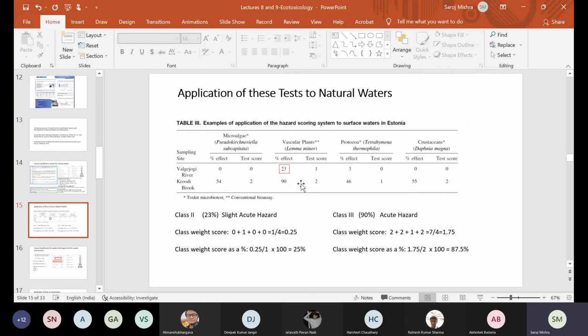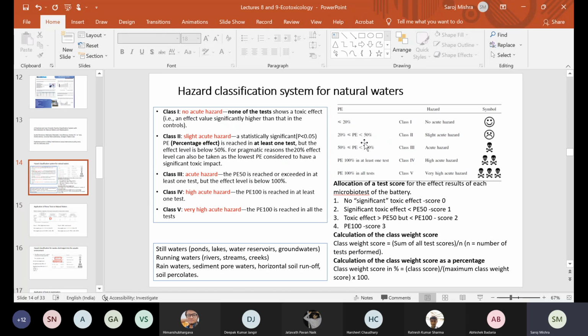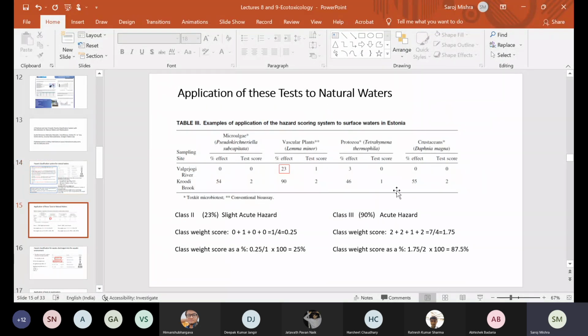Now such a water body will be classified under class 3. Why class 3? Because in one of the tests, you see here, go back to this table. In one of the tests, you were able to see a percentage inhibition or the percent effect was between 50 and 100%. That is why it is classified as a class 3 acute hazard. So you see, it is classified as class 3 because in one of the 4 tests which you have conducted, the values were between 50 and 90%. So is that clear to everybody?